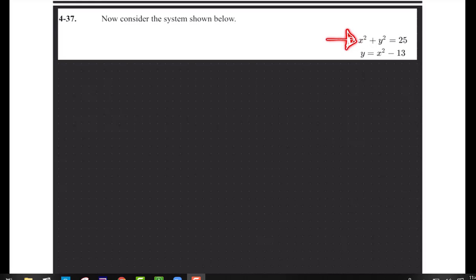Not a line. It's x squared plus y squared equals 25. A circle. It is. Yep. So this guy's going to give us a circle. How do you know that? Because we went over circles right at the very end of first semester, and you have your x and your y, and they're both squared.